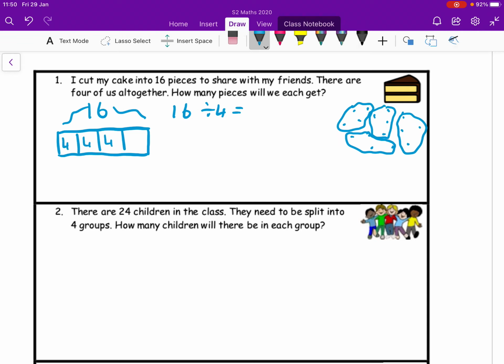So 4 would go into each piece. And that makes sense. If we added that up, well, 4 add 4 is 8. 8 add 4 is 12. 12 add on 4 does indeed give us 16. So 16 divided by 4 is 4. Make sure that you're also answering the question though, okay, because it says how many pieces will each get. So finish it off by saying 4 pieces.